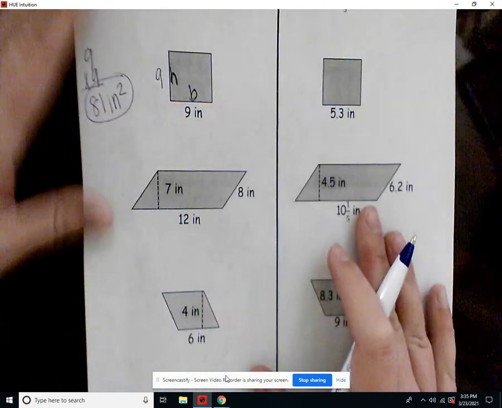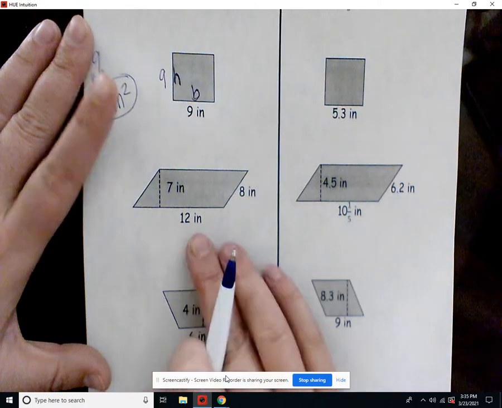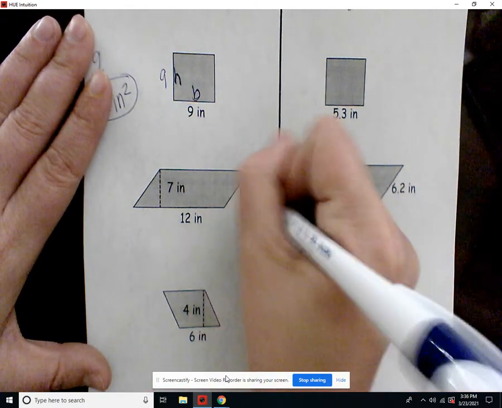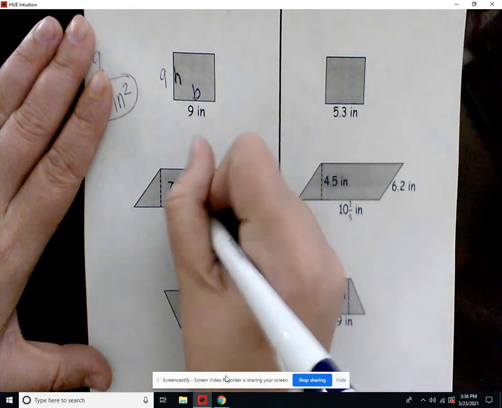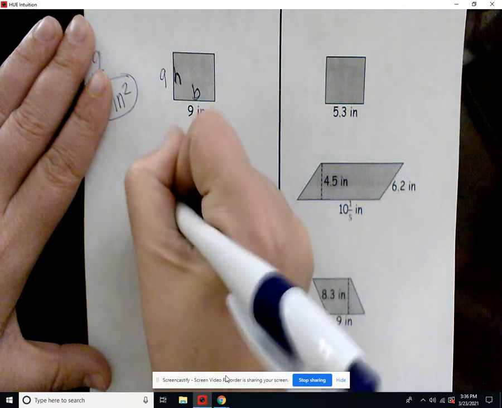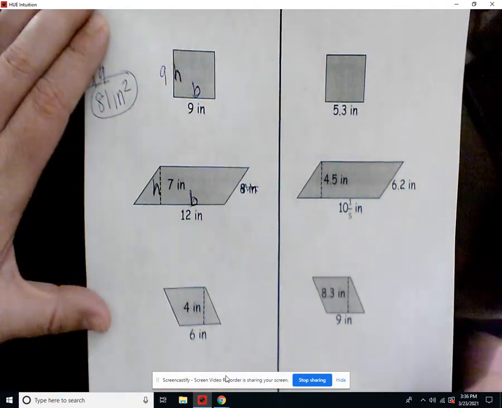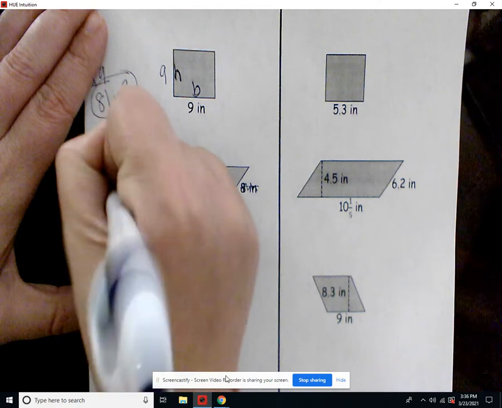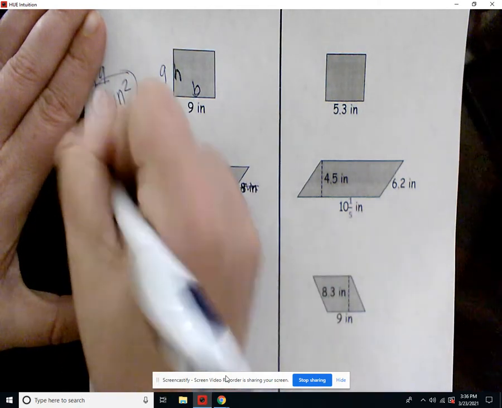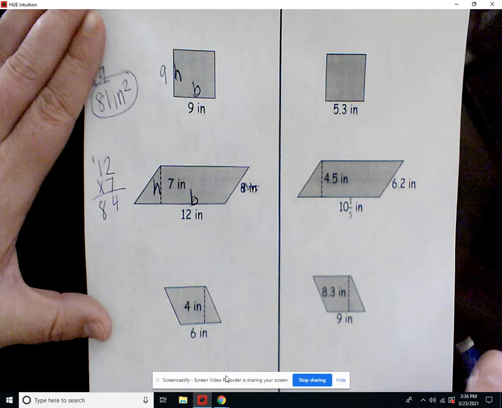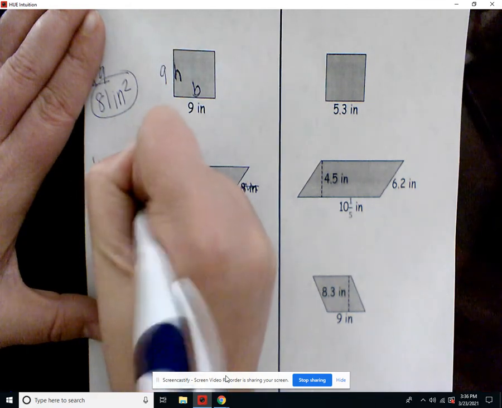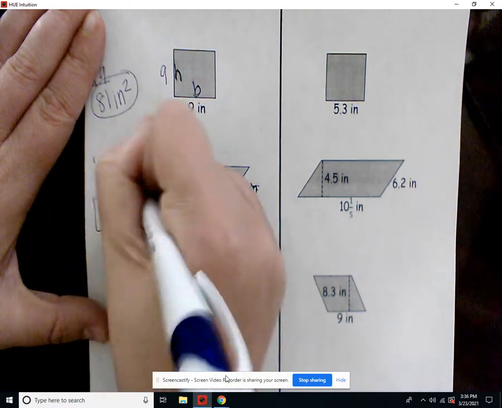Okay, next is our parallelogram. So again, extra numbers. So get rid of the number on the slant. So our base is on the bottom. Our height is on the side, and then we're going to multiply. 12 times 7, which is 84. We'll put our units, inches squared.